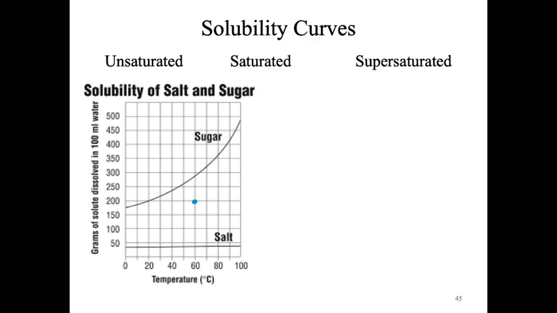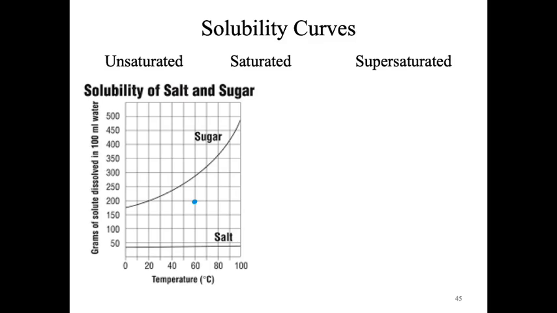Super saturated. Okay? If you're saturated, you can't take any more in. If I look at 60 degrees Celsius, I've got 200 grams. What does this line represent? Saturation. That's the saturation limit, which means this blue point is unsaturated. I could dissolve another 75 grams of sugar.